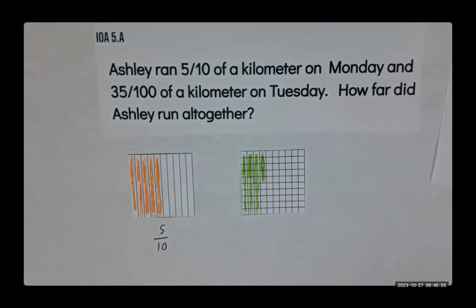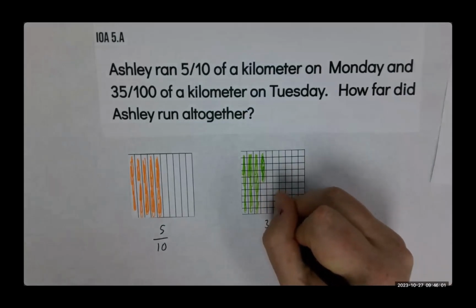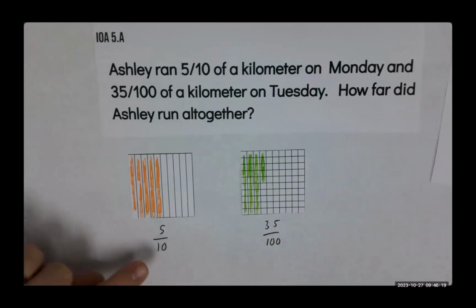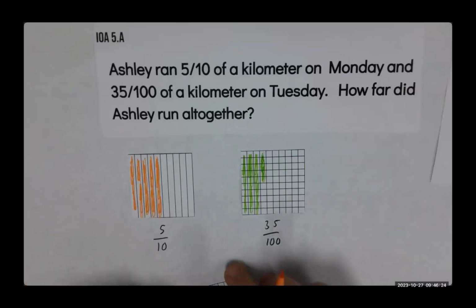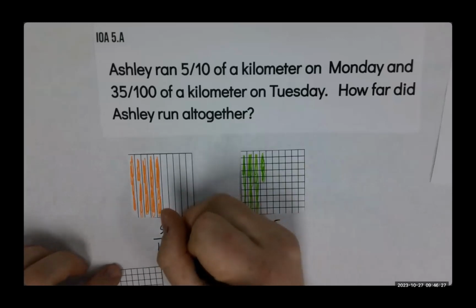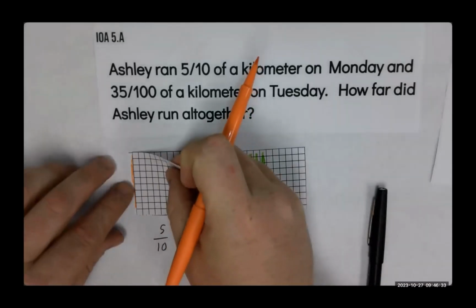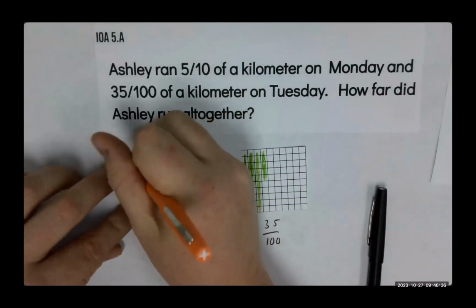Okay, just double checking to make sure. And this is 35 hundredths. Now I need to add these amounts to figure out how much they ran all together. However, when I'm adding fractions, I want to make sure that I'm adding fractions with like denominators. So I can say that 5/10 is also equivalent to 50 hundredths. So I'm going to shade in 50 hundredths with my decimal grid.